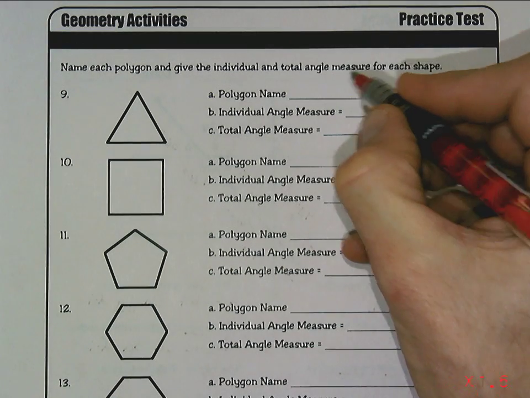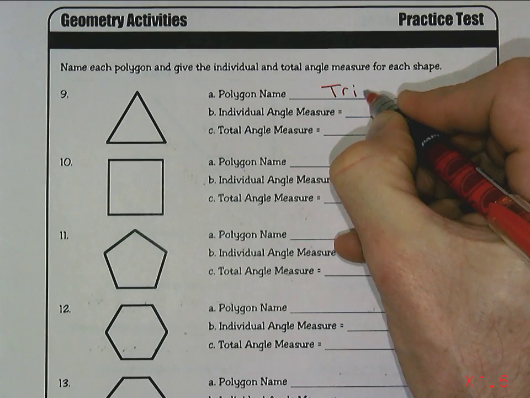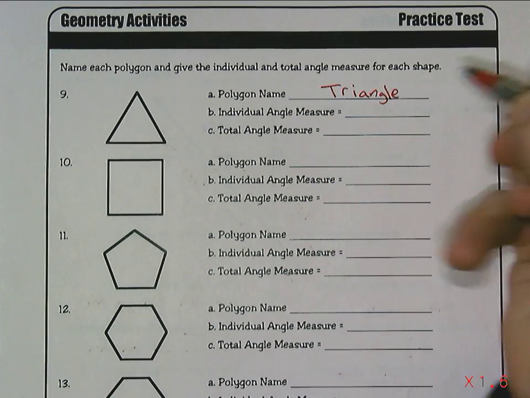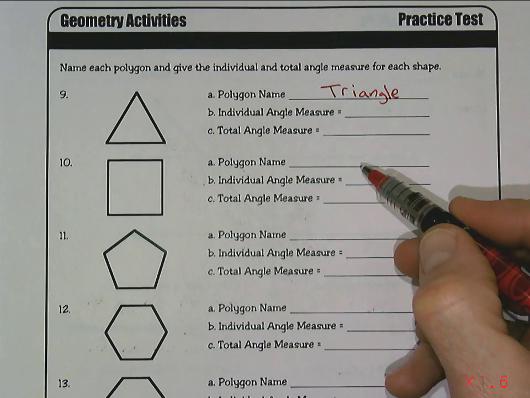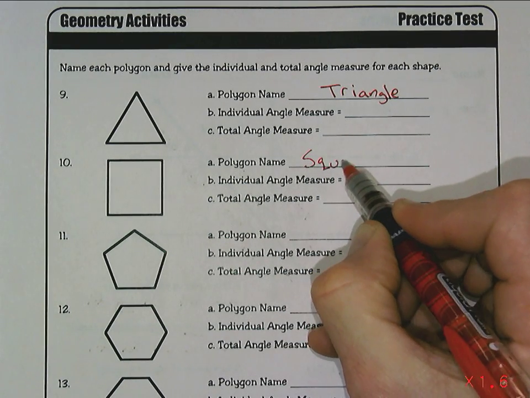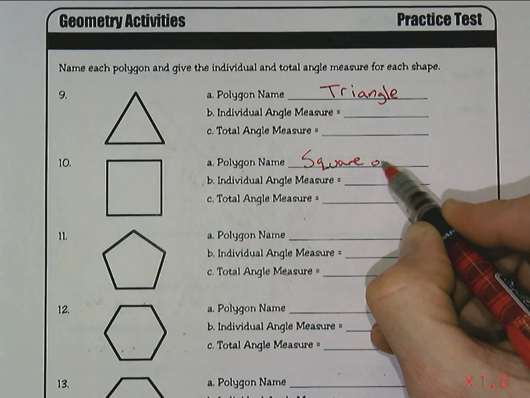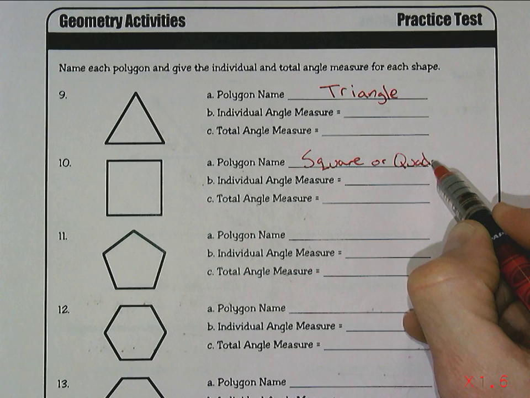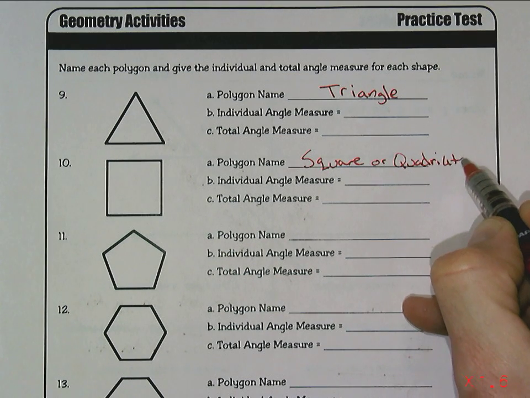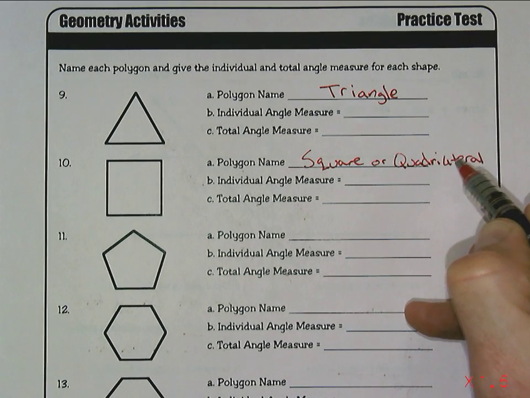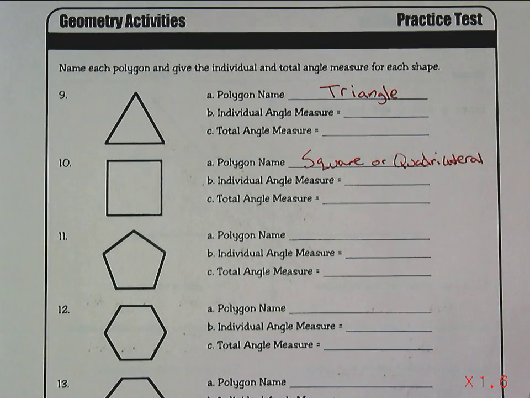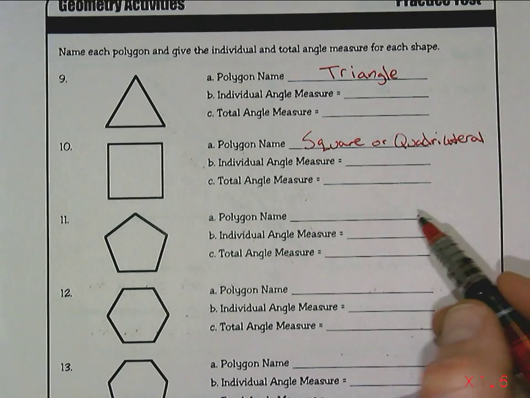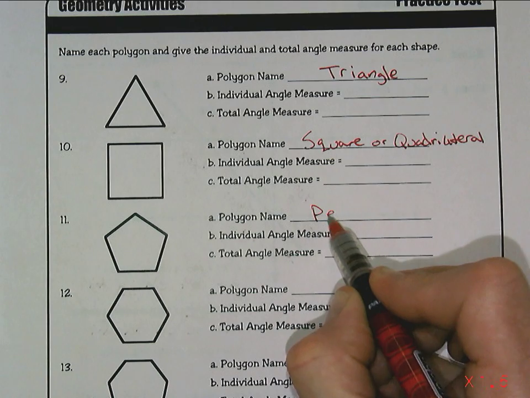Of course, I think we most know that this one is a triangle. And the next one is a square, but a more common name for it could just simply be a quadrilateral. Quadrilateral, 4 sides. And then the next one with 5 sides is a pentagon.